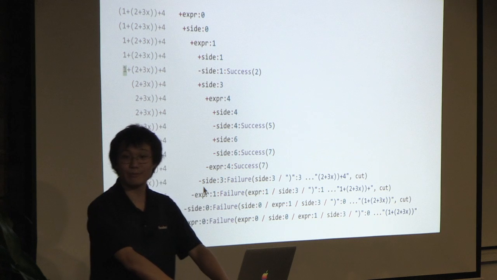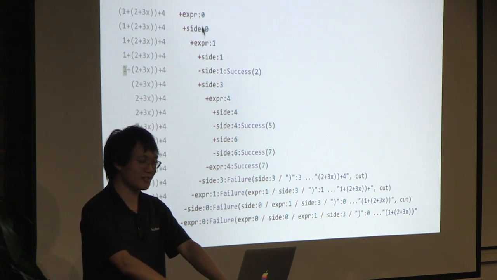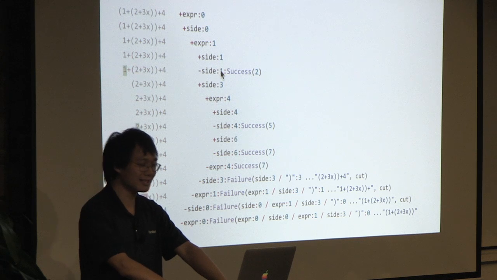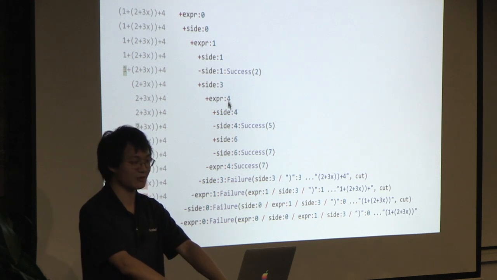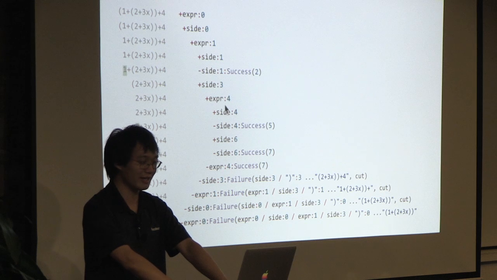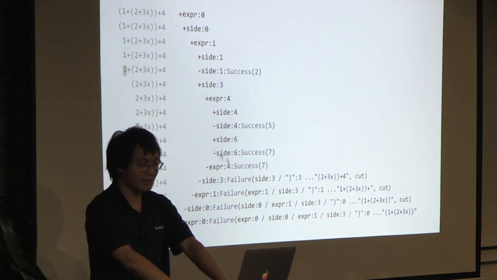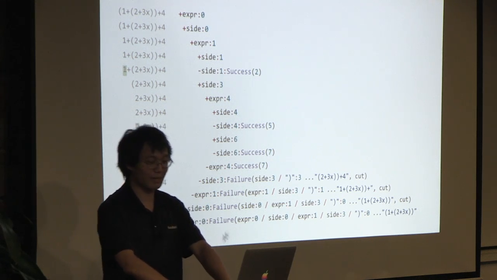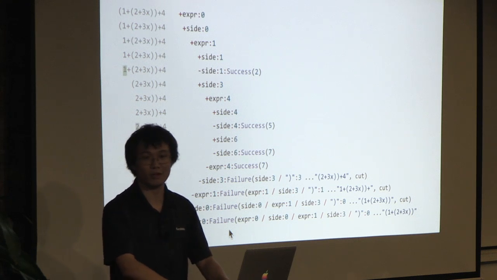But it's pretty detailed. You can see you try the expression, try the side, try the expression, try the side. This side finished from index 1, finished at index 2. Tries another side, index 3. Tries the expression, index 4. Tries the side, index 4. Succeeds at index 5. Tries one, index 6. Succeeds at index 7. The expression I tried earlier, index 4, succeeds at index 7. The side I tried earlier, index 3, then fails at index 7. And you can see the failure propagating back out of the call stack.